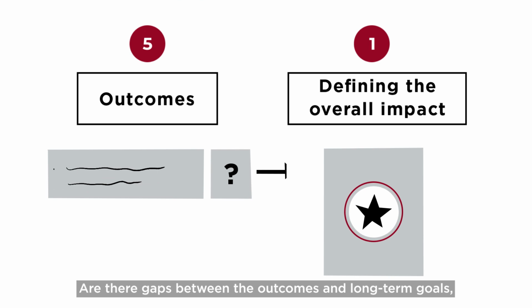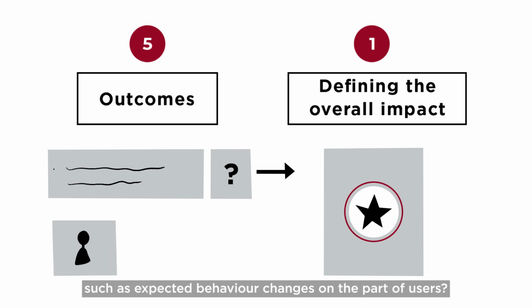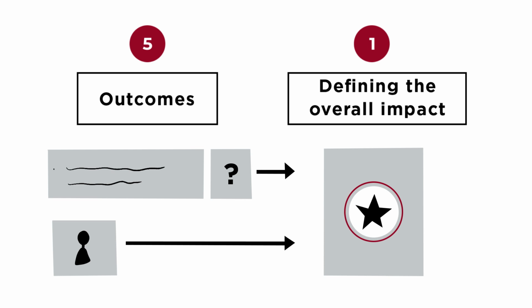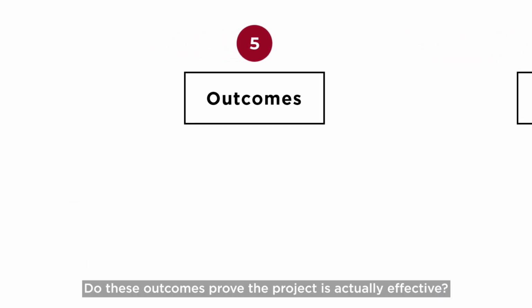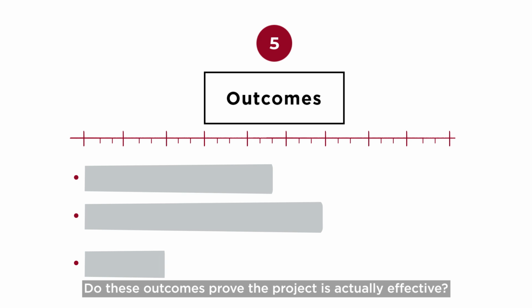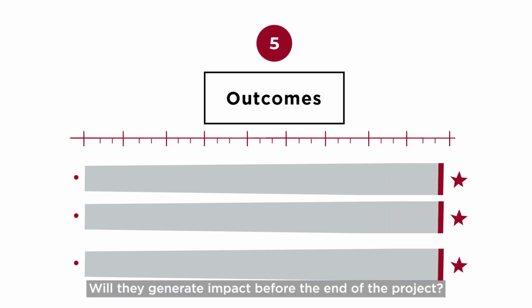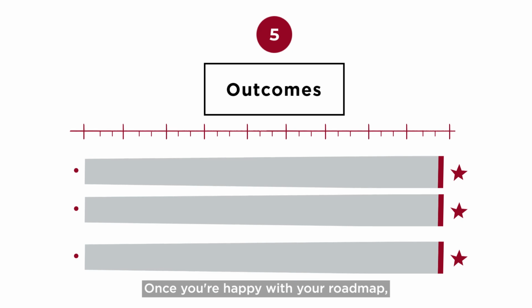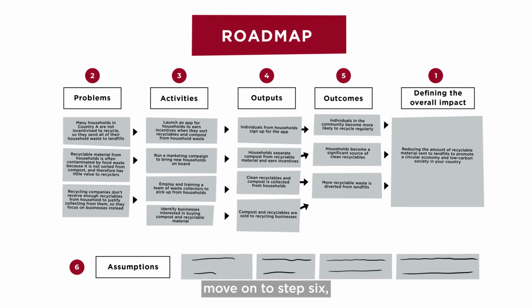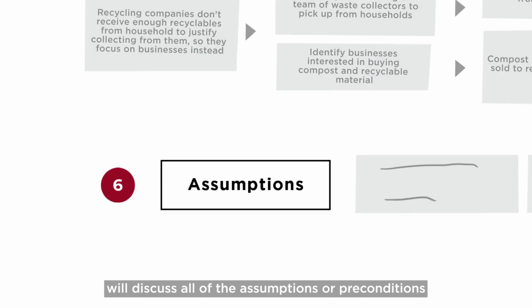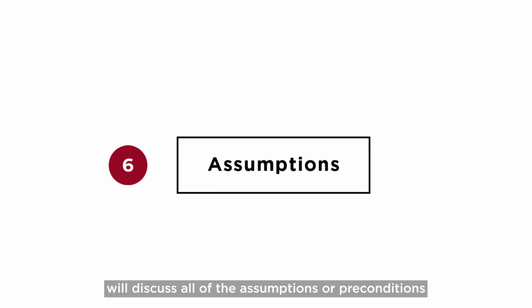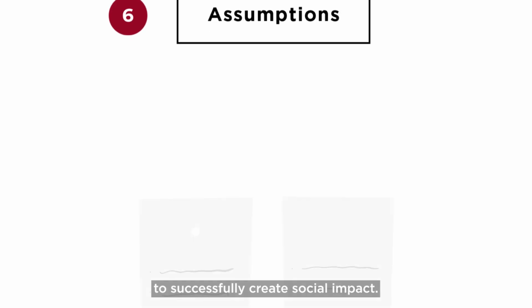Are there gaps between the outcomes and long-term goals, such as expected behaviour changes on the part of users? Do these outcomes prove the project is actually effective? Will they generate impact before the end of the project? Once you're happy with your roadmap, move on to Step 6, where you and your team will discuss all of the assumptions or preconditions that need to be in place for your project to successfully create social impact.